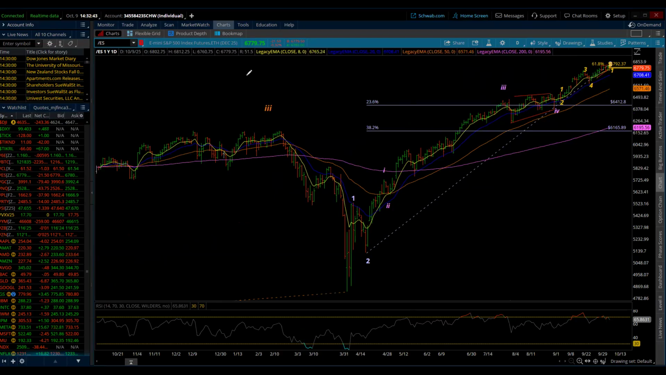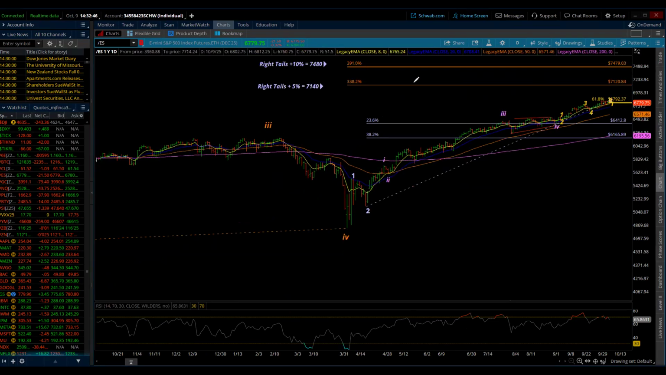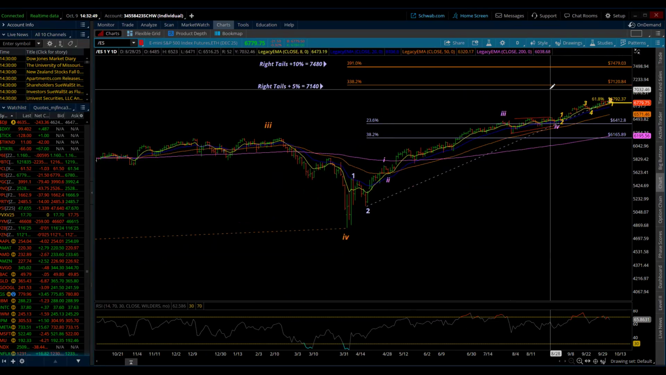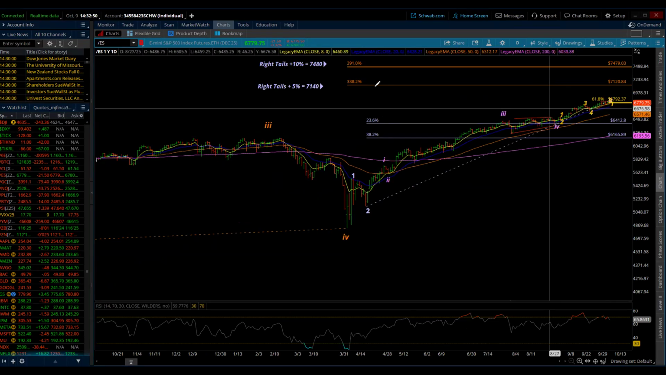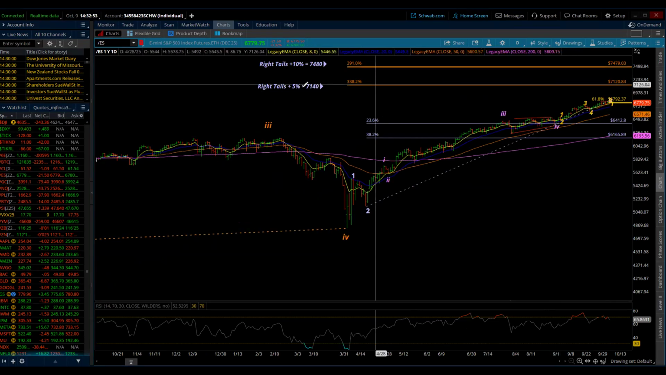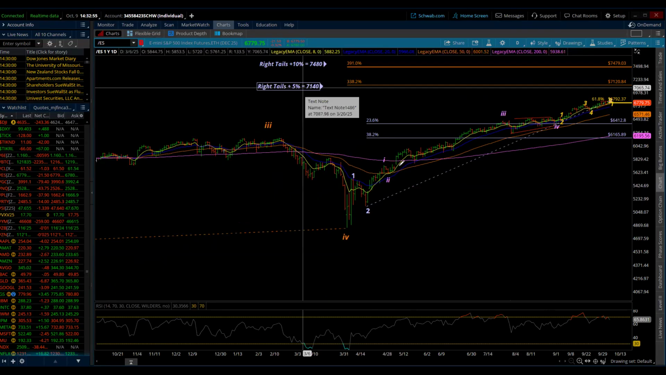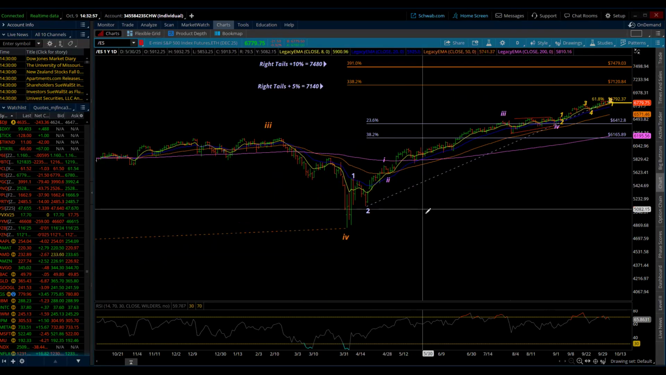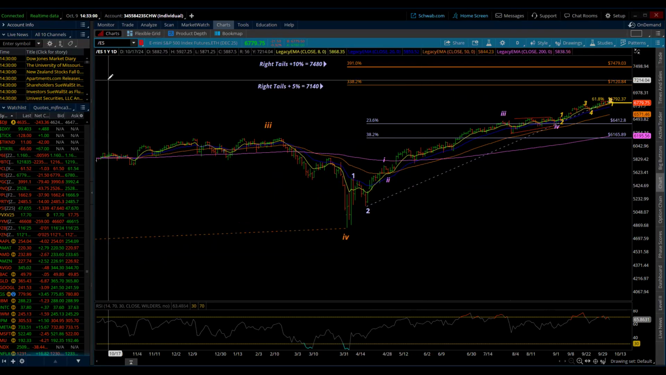I don't know what happened to them. There's my right tails, which I think eventually are going to be hit by the end of the year. That's why I leave them this color, and that would be for minute wave five. And my left tail somehow did not show up here. But as I put them on, they are 6460 and 6120.